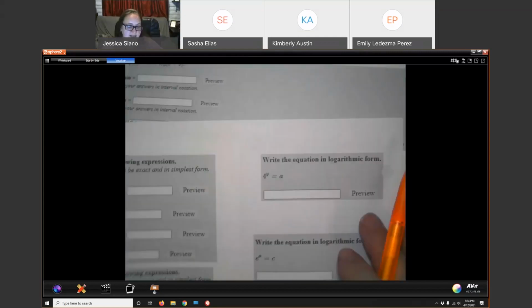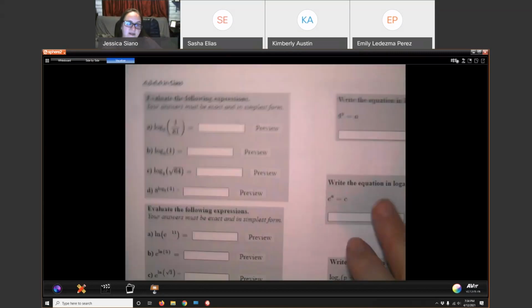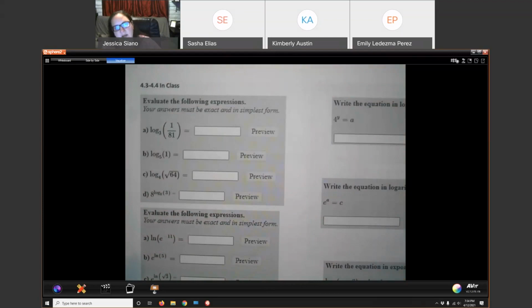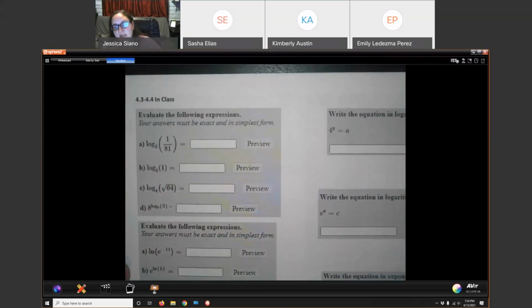Now, I know I said that I didn't think that we had another day where we did more than one section, but I lied, because here we are. So the other thing that we're going to talk about tonight are logarithms.